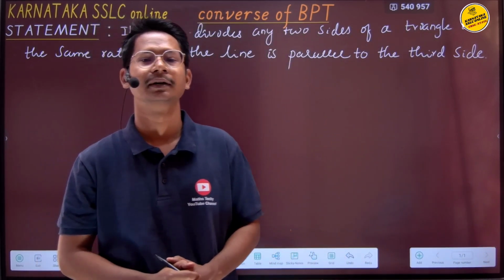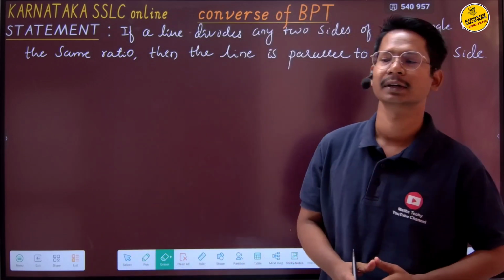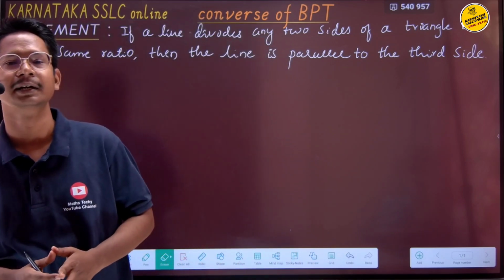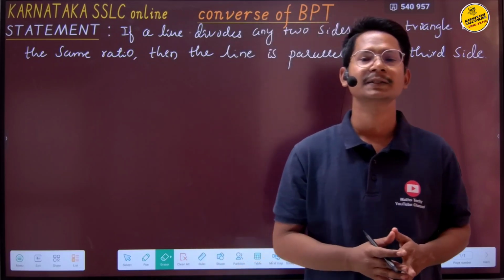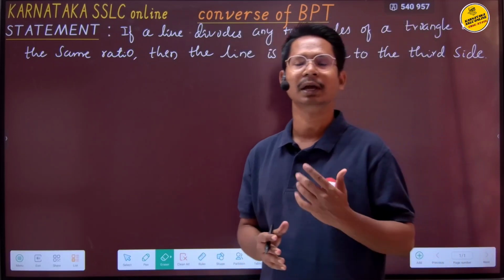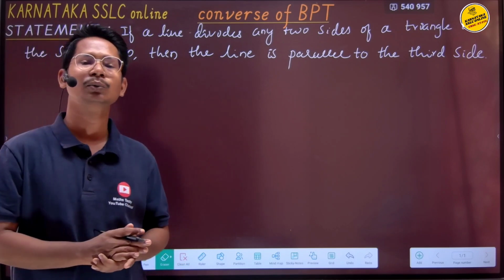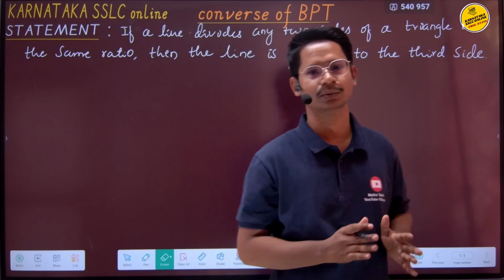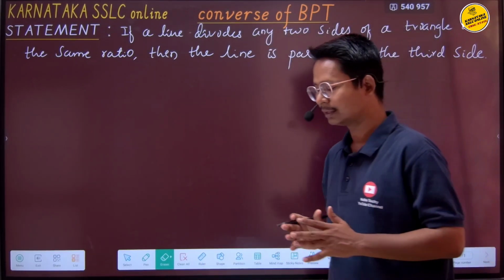In the last class we have seen what is called BPT, the statement of BPT and the proof of BPT. We can use BPT when a line is drawn parallel to any one side of a triangle. Then the other two intersecting lines are divided in the same ratio. That is called BPT, or it is also called Thales theorem.